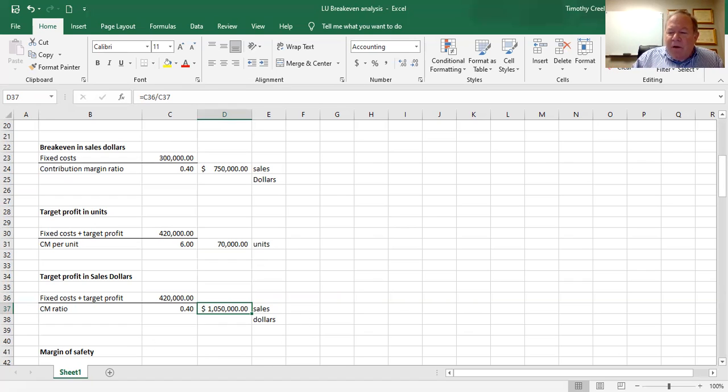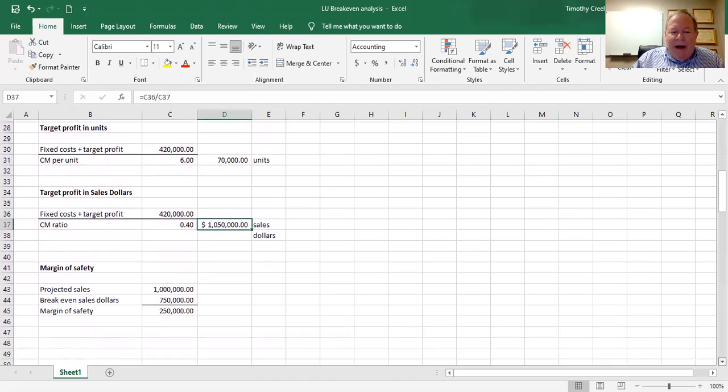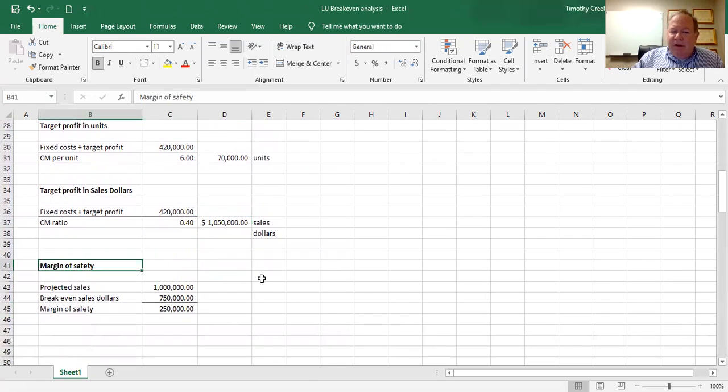Now, one other thing I'll mention, and then I'll talk a little bit about how useful this is. Margin of safety is another aspect that you'll see sometimes with this. And that would be your projected sales in dollars, minus the break-even sales, gives us your margin of safety. What margin of safety means is that sales could be off our projection by up to $250,000, and we're still going to be profitable. We're still going to make money because that's what's coming in over and above break even.